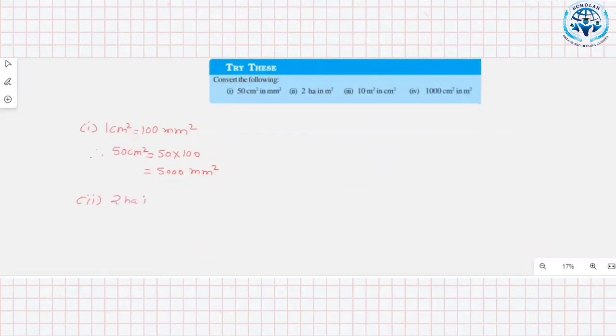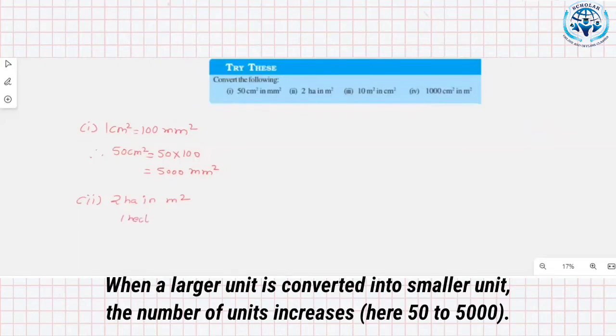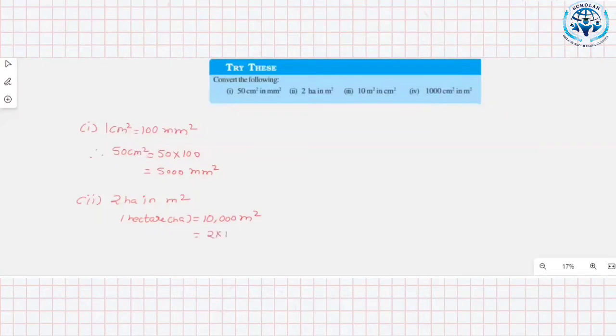The second one is 2 hectare in meter square. We know that 1 hectare is equal to 10,000 meter square. So we will multiply 2 and 10,000 to get the smaller unit meter square. Answer is 20,000 meter square.